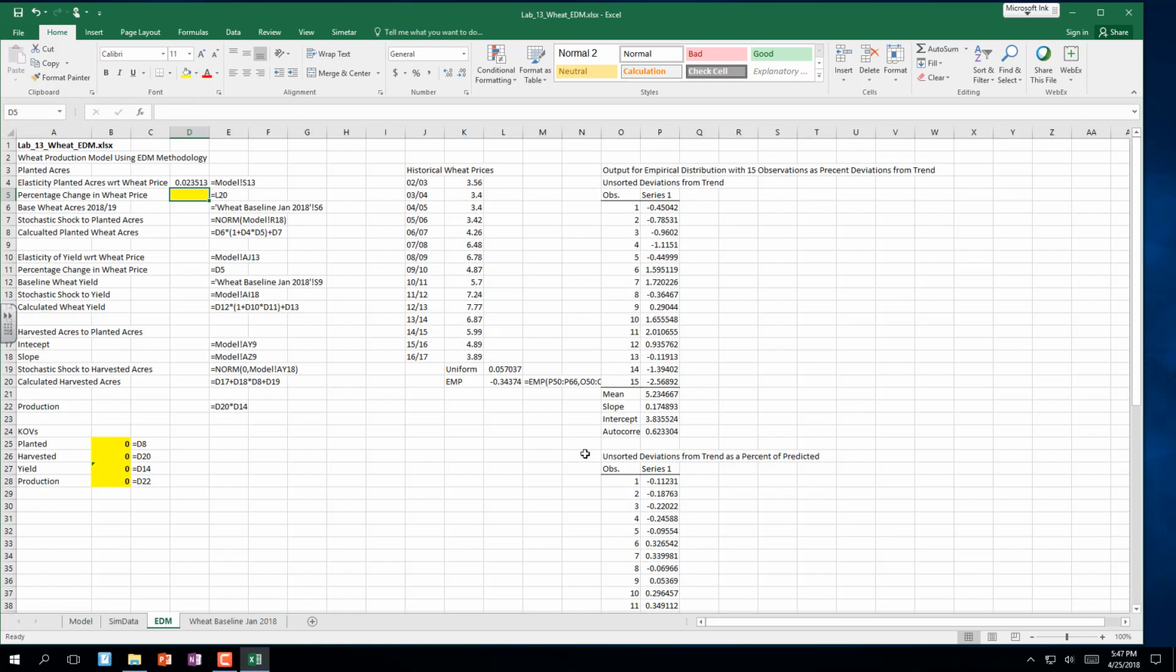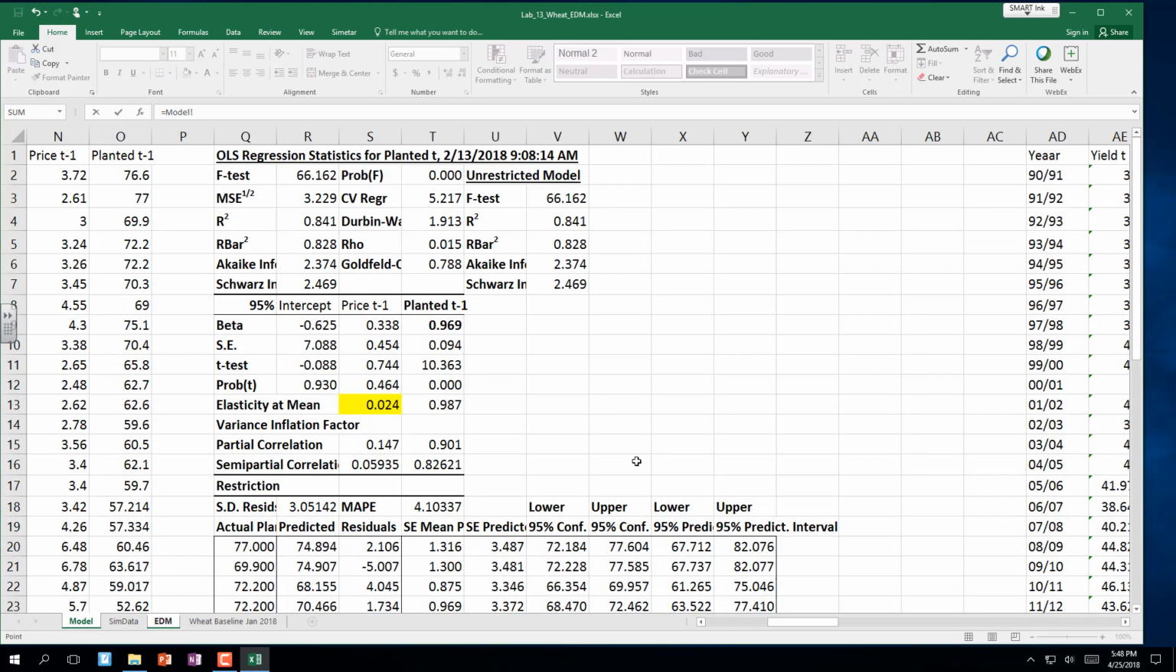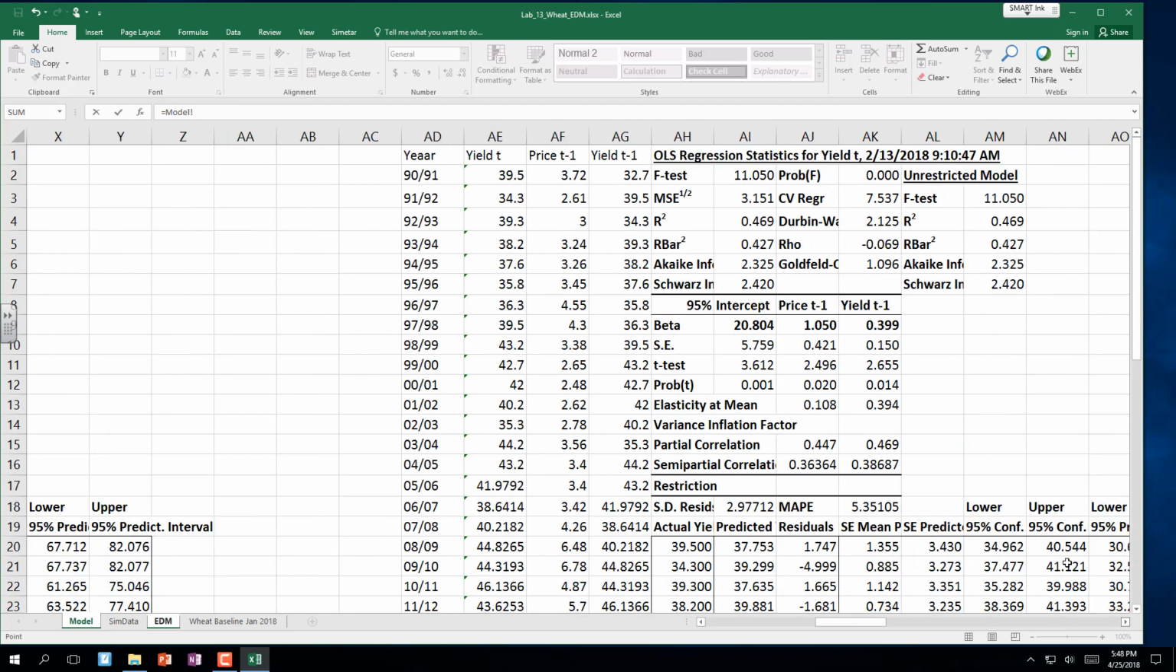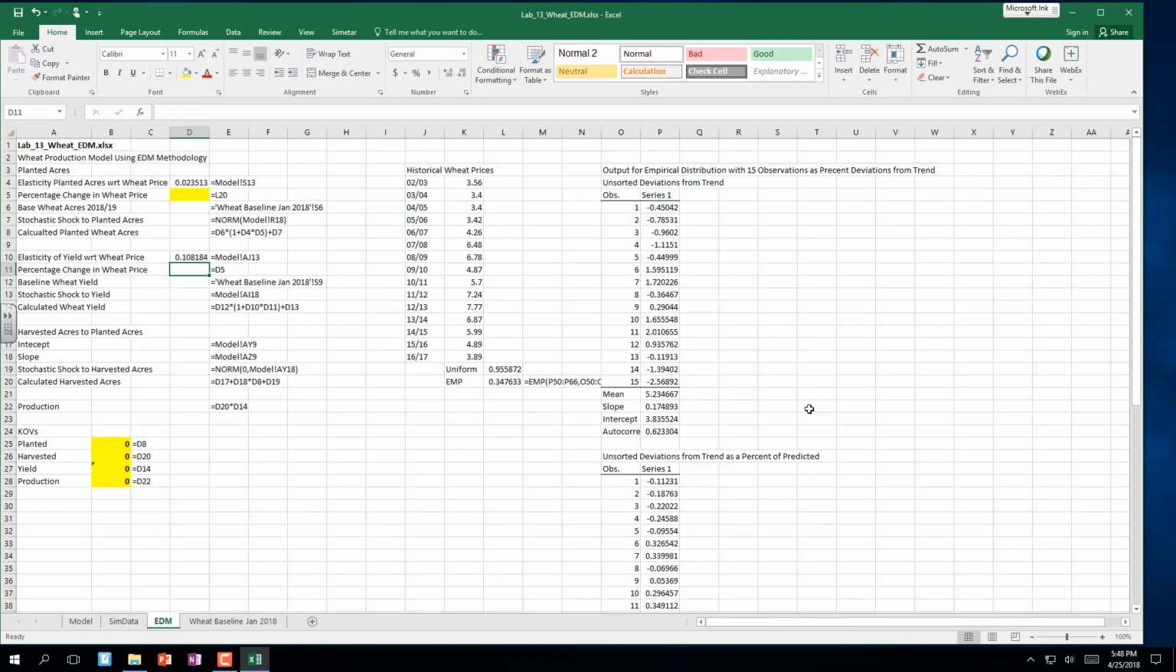The next thing you need in this model is the elasticity of yield. That's equal to, go back here to the model that you estimated, and there's an elasticity for yield, it's 0.108. And let's enlarge this worksheet a little bit.